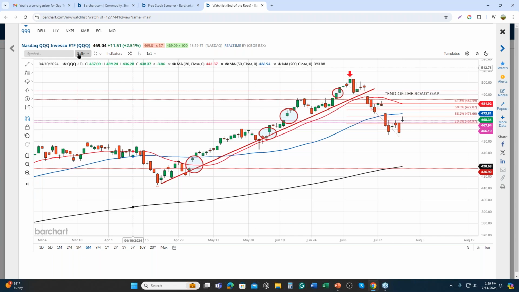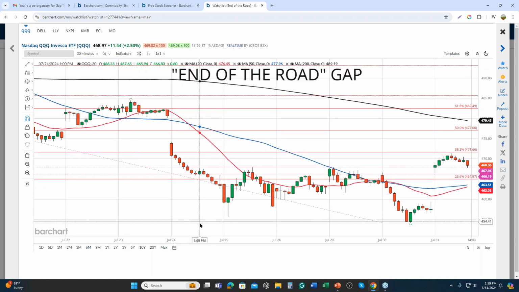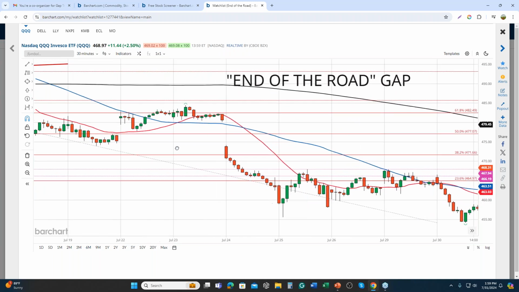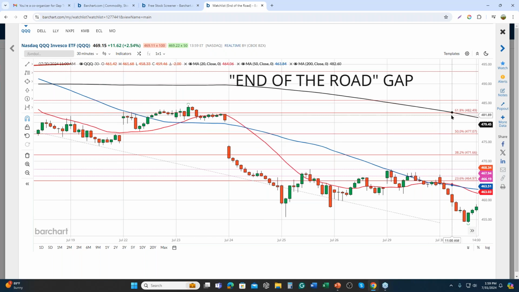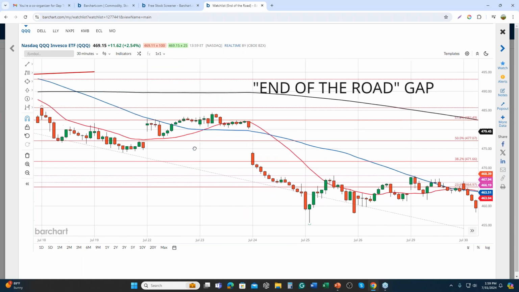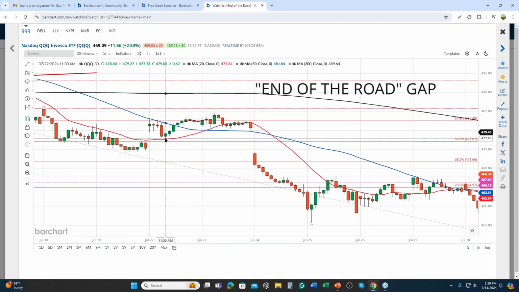Or I could go back in time and look at, there's our 50% retracement, there's our 62% retracement, there's our 38% retracement. I could look at previous levels of support or resistance, and notice that we do have a level right around 475, and another one here around the 478 level. So just keep that in mind over the next couple of days.